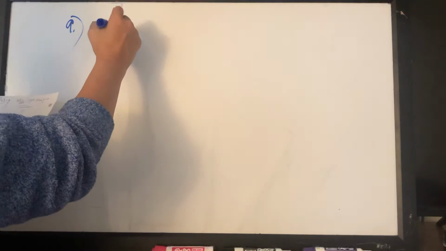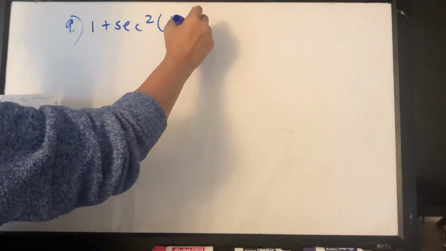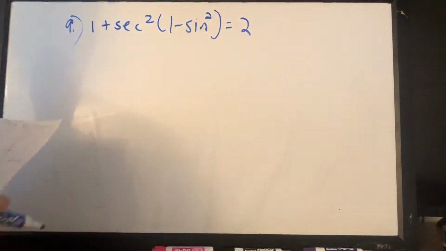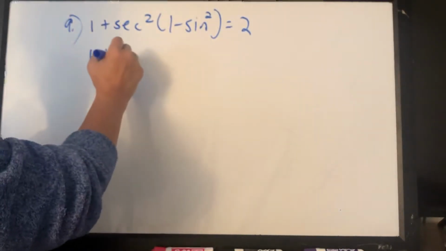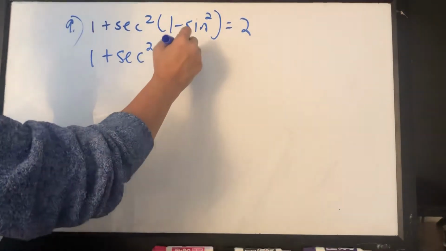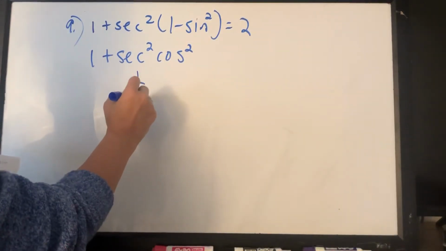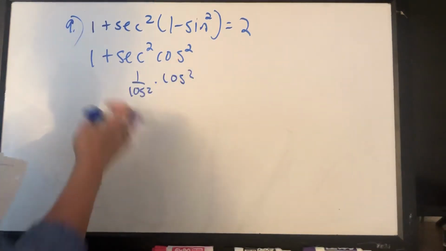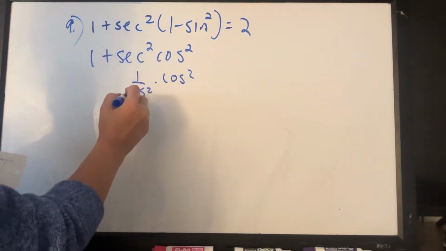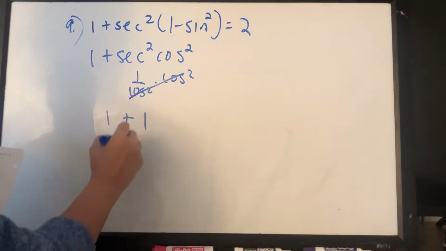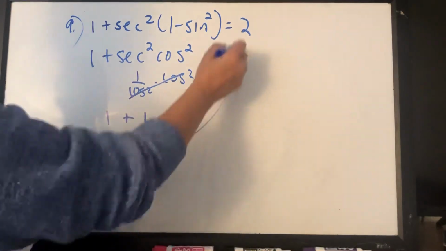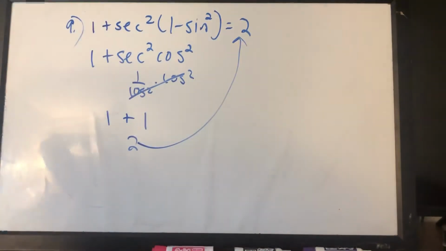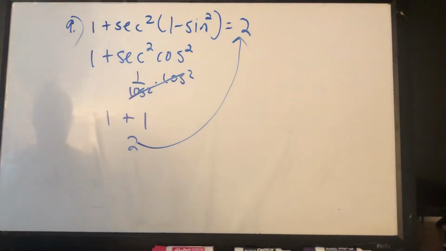You've got 1 plus secant squared, 1 minus sine squared equals 2. 1 minus sine squared, guys, is a Pythagorean identity. That's cosine squared. This is 1 over cosine squared. And guys, I know some of you see stuff, but I still want to see your work. That's a 1. Because you know you're supposed to get 2. And some of you will just write 2 and be done. Your work needs to show me where you're getting to that. Okay? That was number 9. All right?